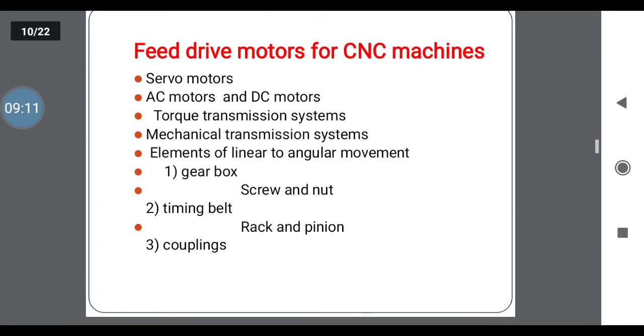Next element is the feed drives or feed motors for CNC machines. Different types of machines use them, and some are mentioned here. First one is the servo motors. You know the servo motors. These motors are used to convert one form of energy to another form of energy. They are also used as feed drives, feed motors or drive motors. Second one is the AC motor and DC motor. You know the AC and DC motors: alternating current motors and direct current motors.